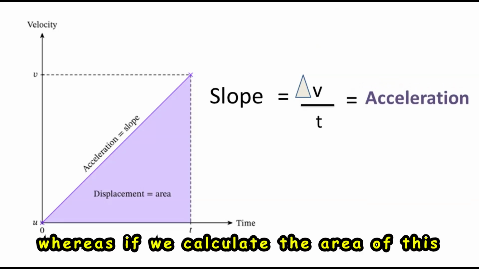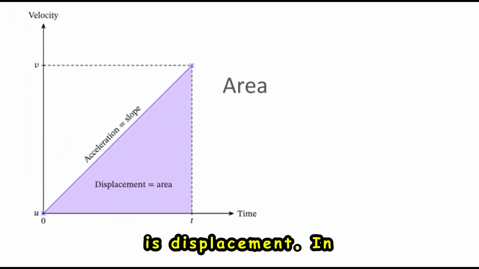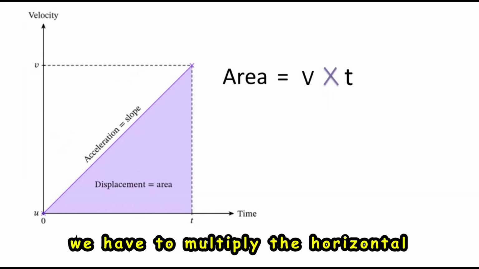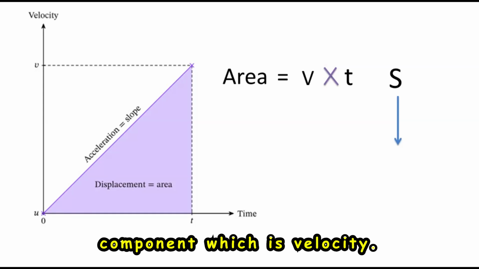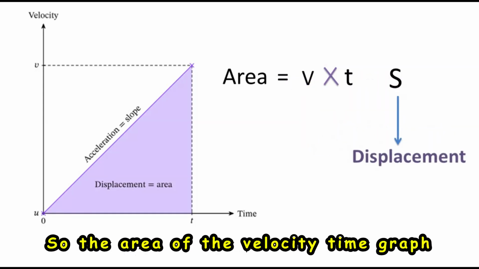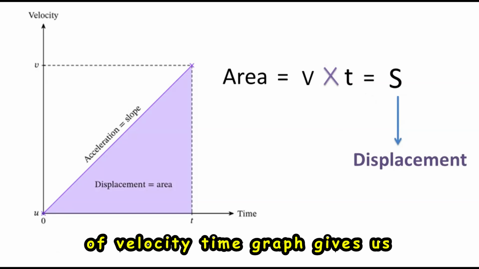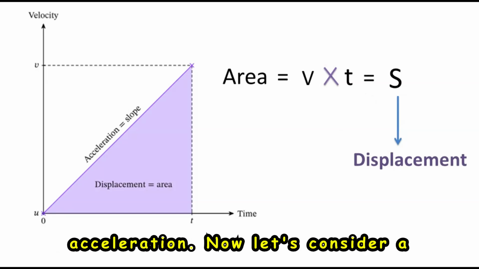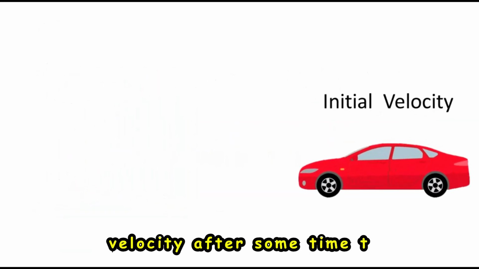Whereas if we calculate the area of this same graph, what we get is displacement. In order to calculate the area of a graph, we have to multiply the horizontal component, which is time, and its vertical component, which is velocity. So the area of the velocity time graph gives us displacement, whereas the slope of the velocity time graph gives us acceleration. Now let's consider a car which is moving with some initial velocity.